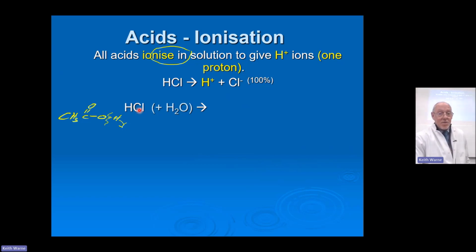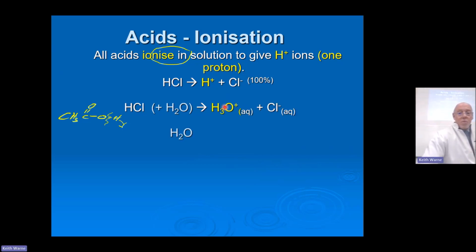I've then written it like this. I've said HCl, I've put plus water in brackets. What actually happens is this. It reacts to form an H3O plus and a Cl minus. That H plus ion will never exist in water on its own. A naked proton is never going to float around in water on its own. Its charge density is too high. So what it does is that proton actually jumps onto another water molecule. And it makes what we call H3O plus.